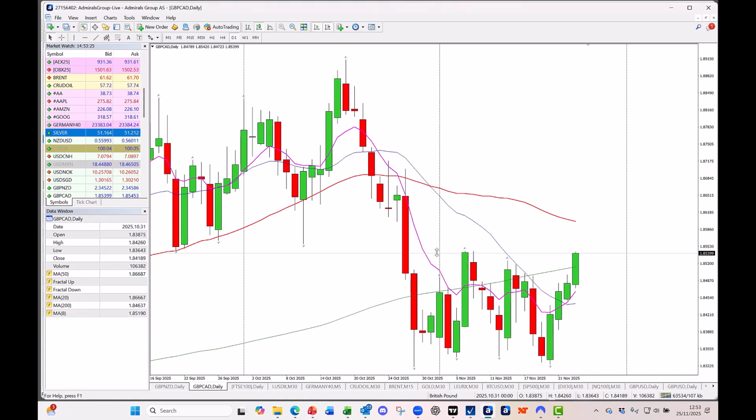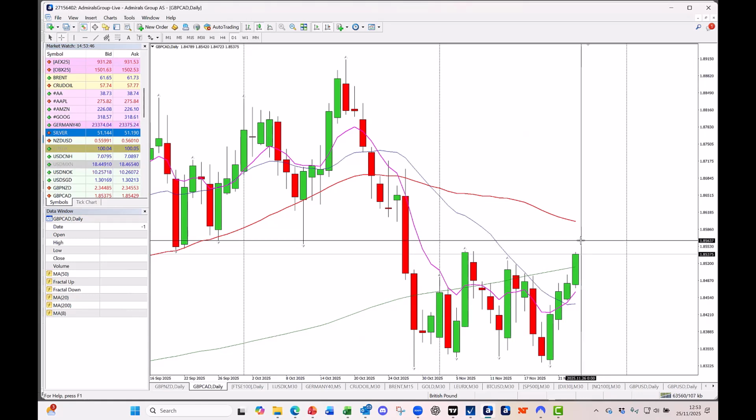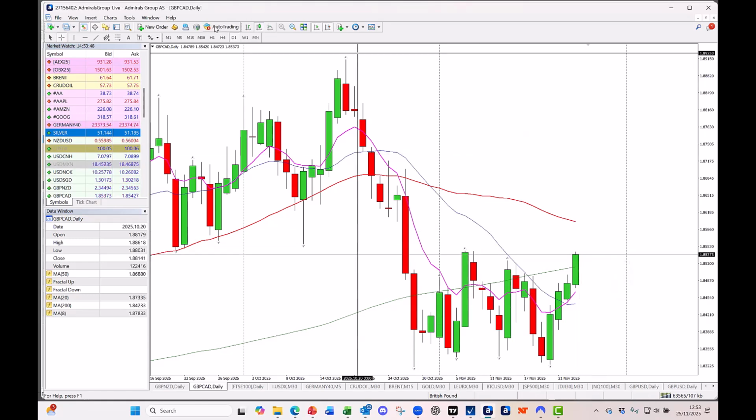The daily doesn't look terribly pretty, does it? It doesn't look terribly exciting. We are just in a box between 185 and, let's call it, 183. You're in a 200 point box for the vast majority of the last 3-4 weeks. That's where we've gone now. So let's see what we get tomorrow.